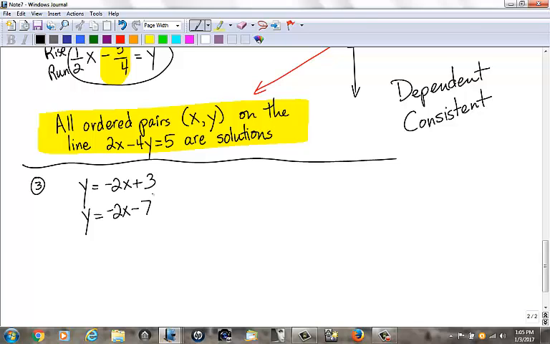Okay? I always check the slopes first. If the slopes are the same and y-intercepts are the same, then it's dependent, coinciding. If the slopes are the same and the y-intercepts are different, then it's parallel.